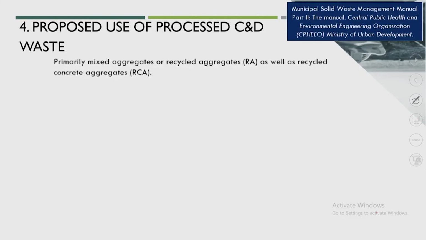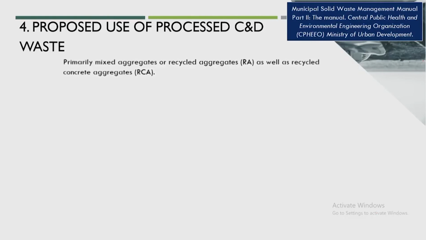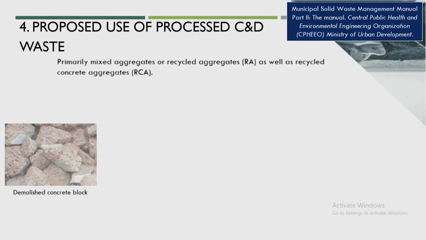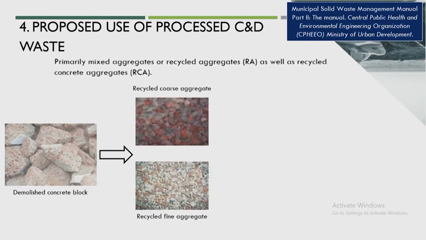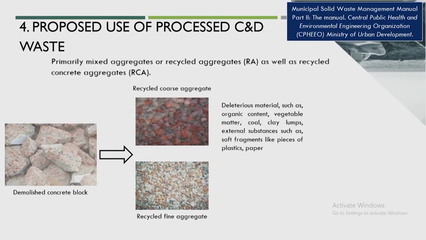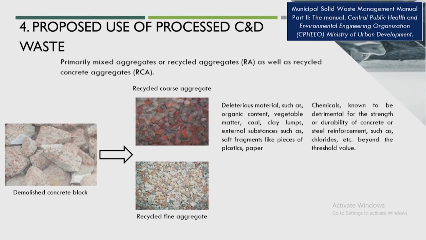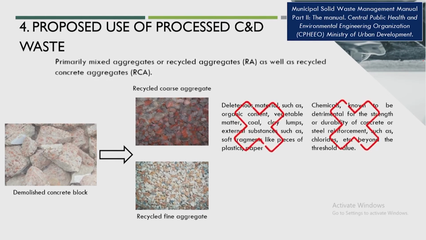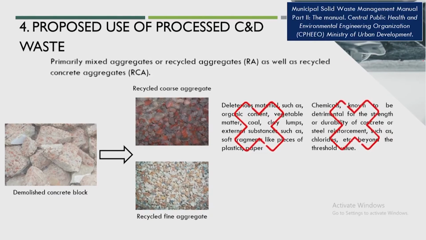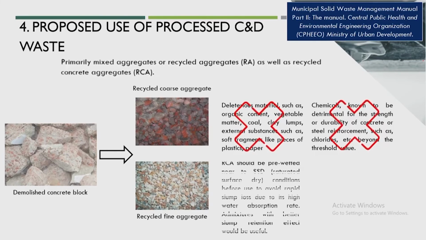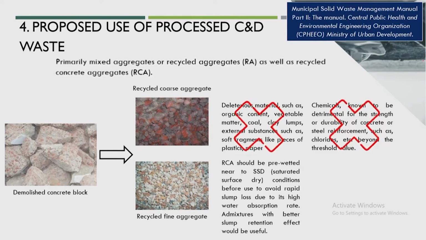Now, the proposed use of processed C&D waste is primarily mixed aggregates or recycled aggregates as well as recycled concrete aggregates. Like this demolition concrete block can come up as recycled coarse aggregate and even fine aggregates, and where it is not possible to use other material, we can use this kind of material very easily.